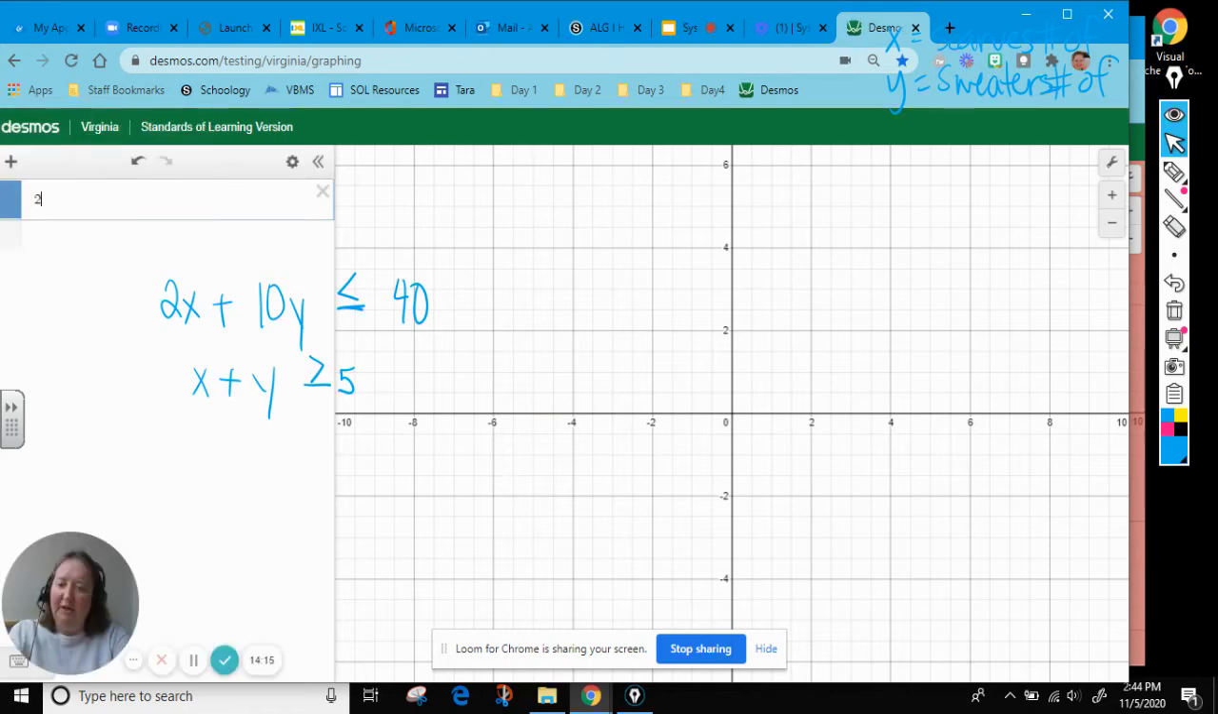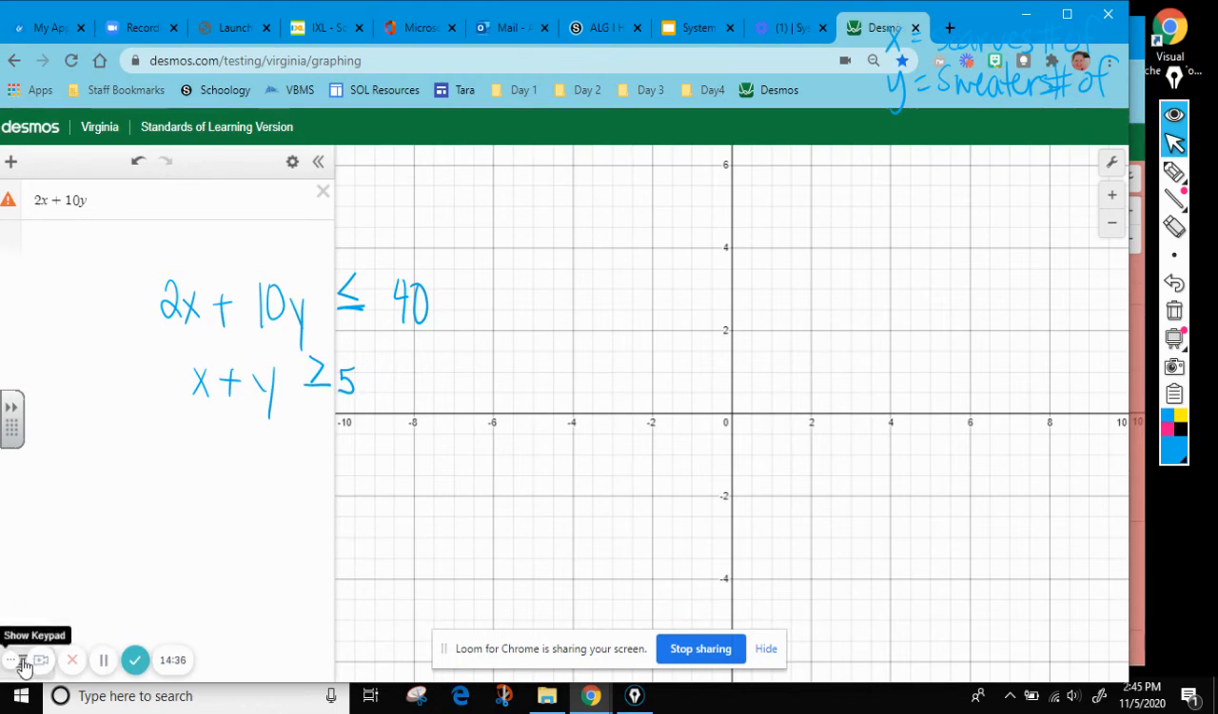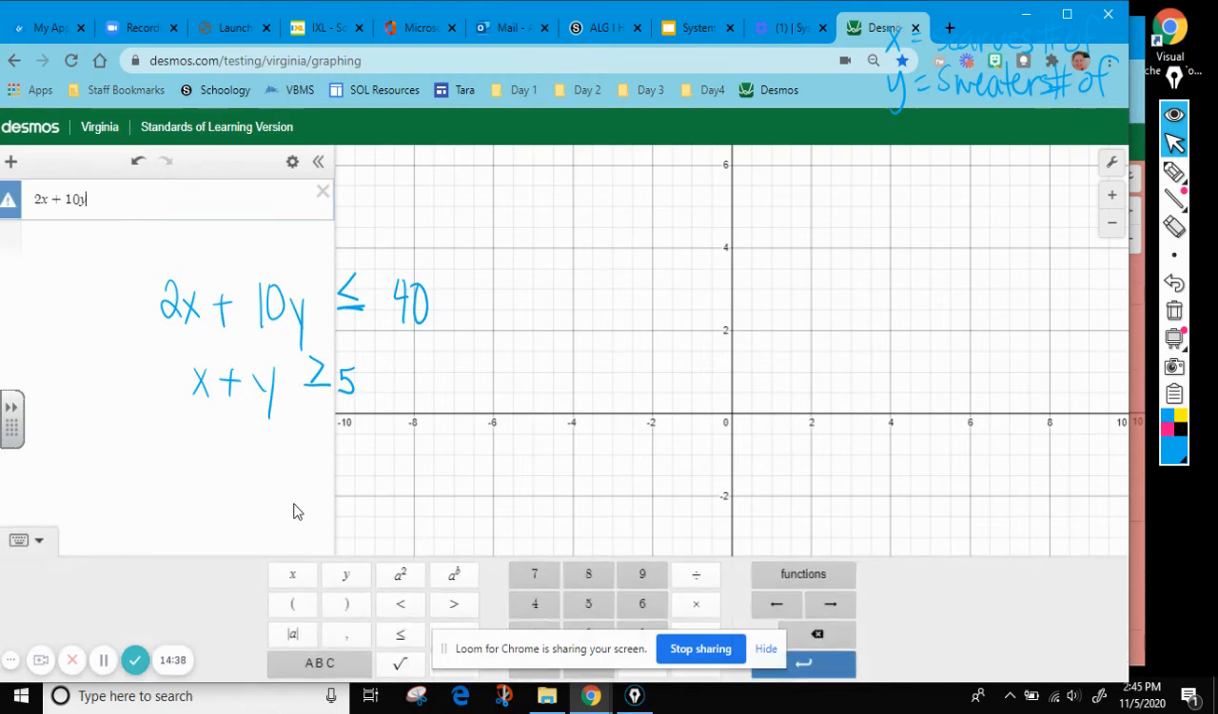Okay, so I'm typing it in just like I wrote it. 2x plus 10y. That symbol, where do I find that symbol? Ooh, it's right under my face. You got to hit this keypad. I don't know if it's going to let me hit it. Let's get rid of my face. There we go. Show keypad. There it is. This symbol. Okay, and then 40.